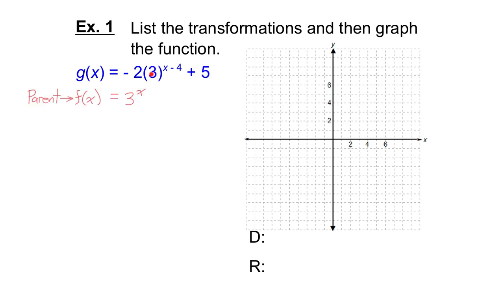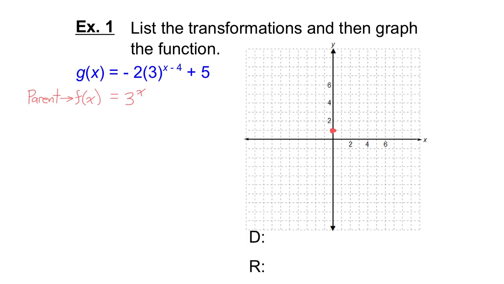Now, the base of the power in this function is 3. So the parent function would be 3 to the x. Before I figure out what transformations are being applied to that parent function, I'm going to actually graph the parent function. So my equation is 3 to the x. So let's start with the y-intercept. When x is 0, 3 to the 0 is 1. So my y-intercept is 1. So I know that's a point on my parent function.